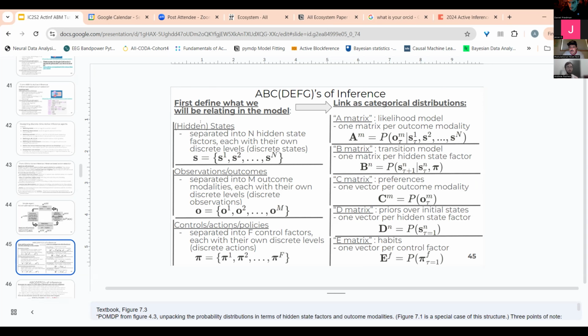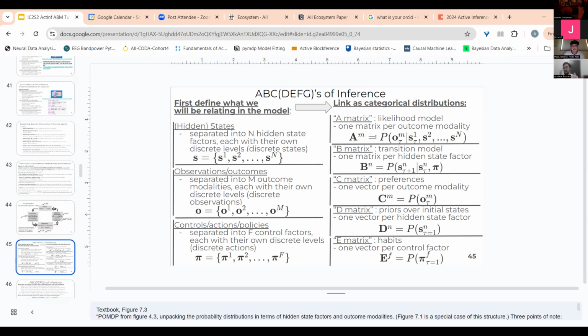Once you figure out those hidden states, like what is the agent trying to infer? What are the observations it can receive? What are the actions it can commit? The next step would be, okay, how do we link those three things together through your A, B, C, D, and E? A links together observations and states. B links together transitions between states with what the agent does. It's like, oh, if I think X right now and I do Y, then I believe that Z will happen next. That's what a B matrix is.